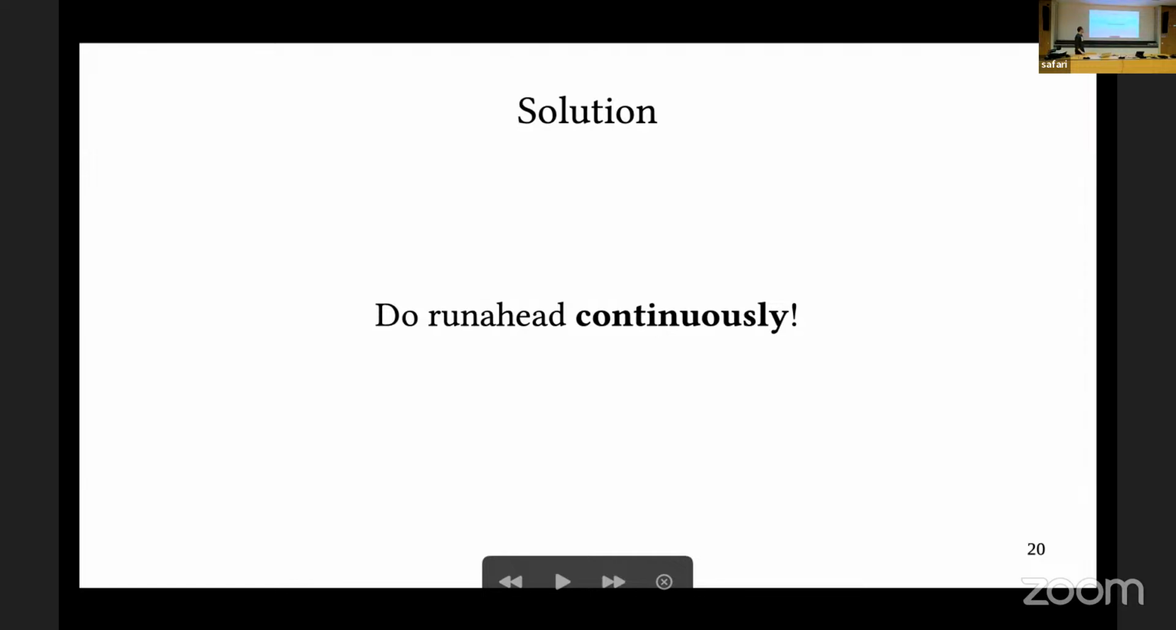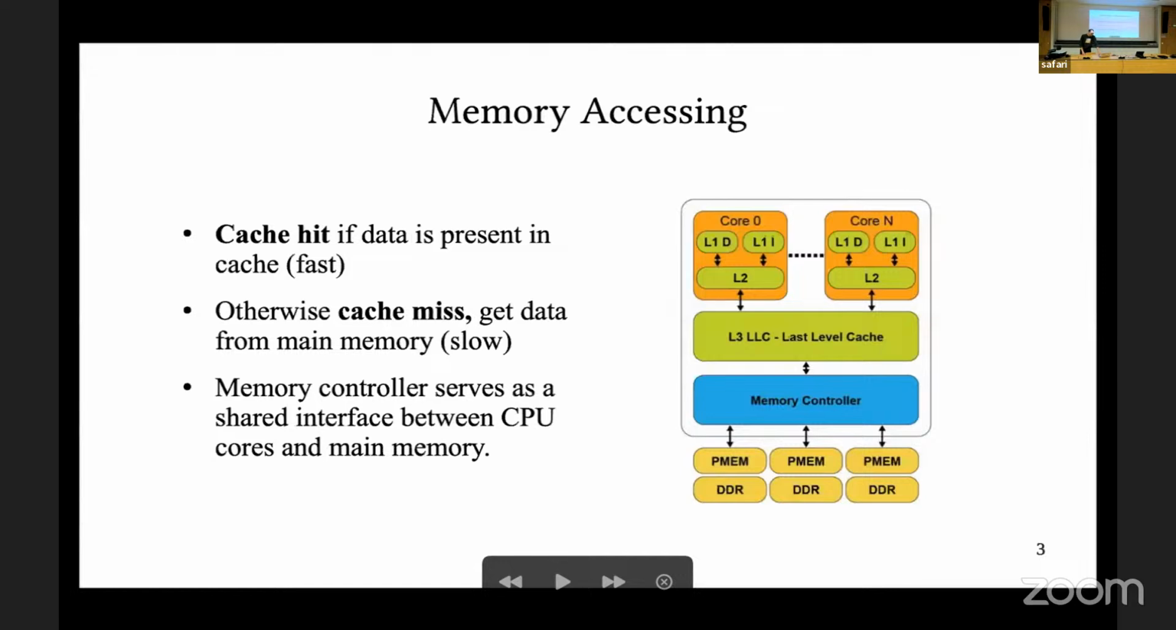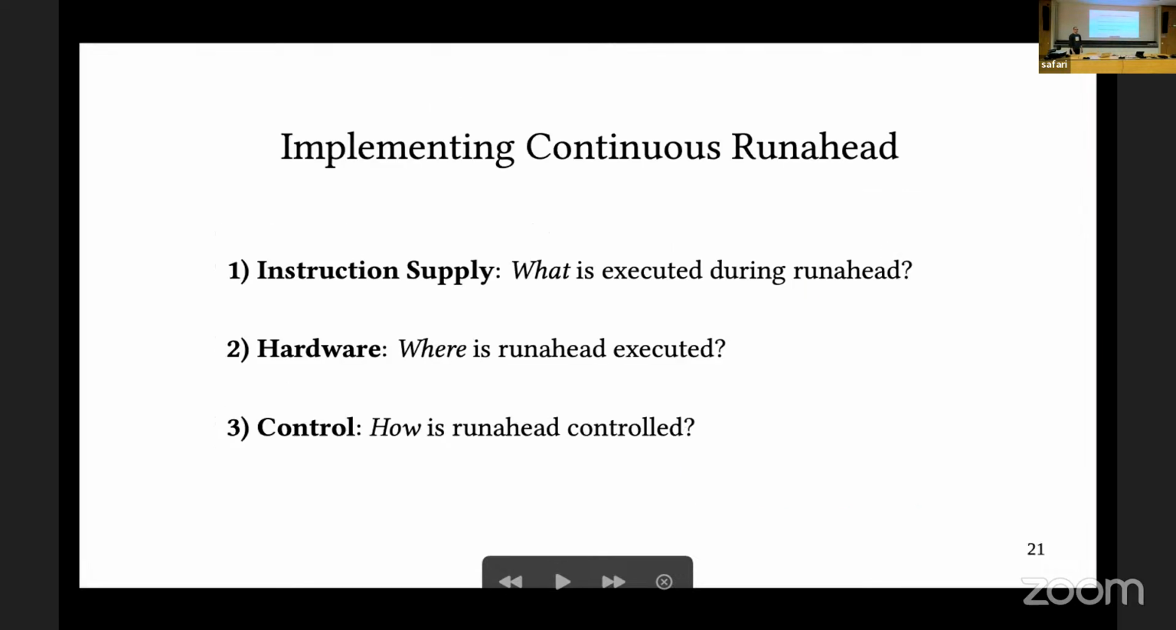Then let's keep going. How do they suggest this is done in practice? Well, I divided this into three parts. What do we execute? So instructions. And since we don't have the stall window anymore, we don't do it in a stall window only. We do it all the time. Where do we do it? Where's this hardware? And then what I call control here is just an umbrella term for some mechanisms to control what we execute.